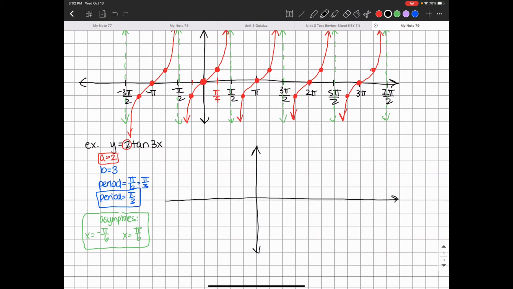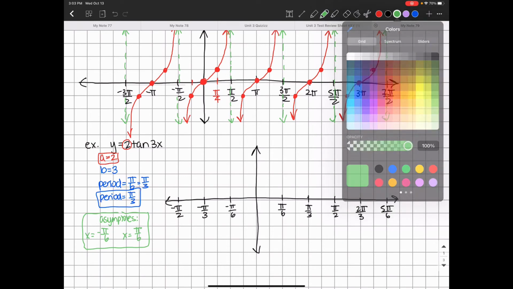So here's my graph. I'm going to be counting now by pi over 6 instead of pi over 2. Pi over 6, and then I'll have pi over 3. That's 2 pi over 6. And then 3 pi over 6 would be pi over 2. And then 4 pi over 6 would be 2 pi over 3. And then 5 pi over 6 would be 5 pi over 6. On the other side, I would have -pi over 6, -pi over 3, -pi over 2. And then I'm going to put in my asymptotes.